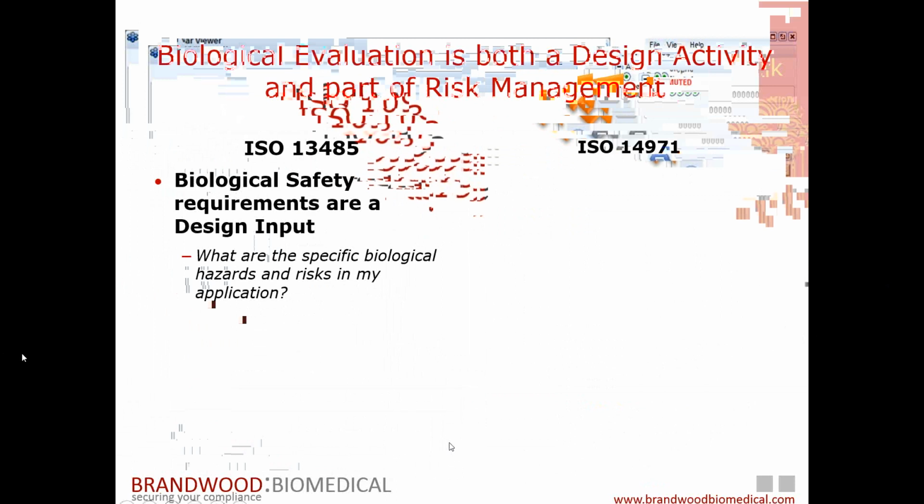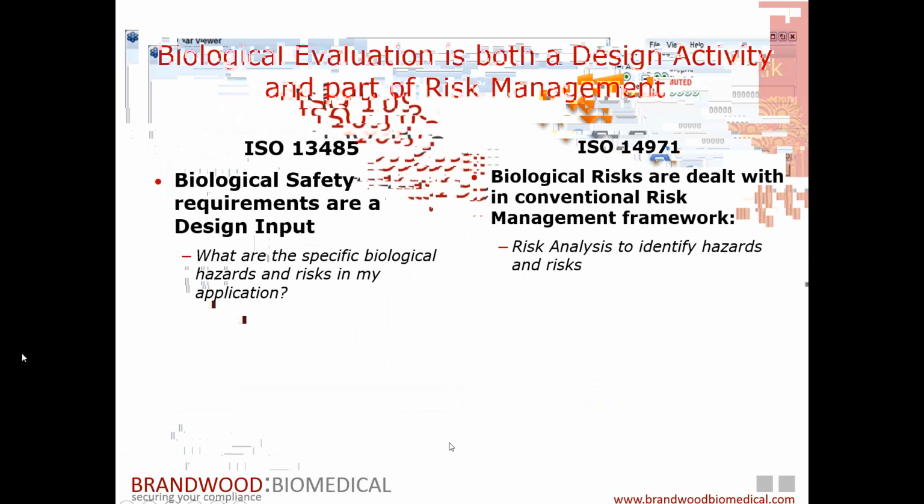And then under ISO 14971 in risk management, we need to deal with biological risks in the conventional risk management framework. We do risk analysis to identify the biological hazards. We do evaluation to determine the level of risk. We can apply risk controls to mitigate biological risks, and we can build on knowledge through post-market, post-production monitoring.